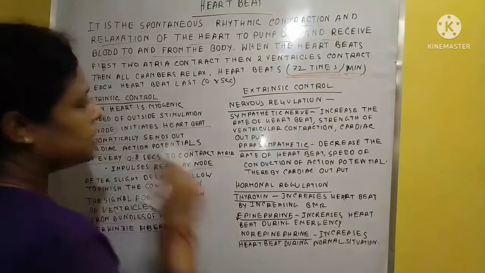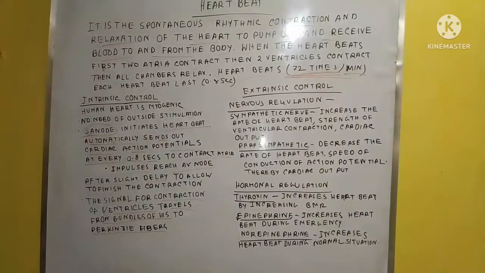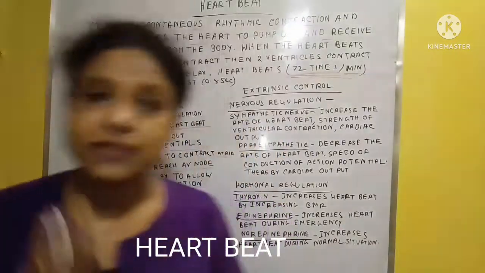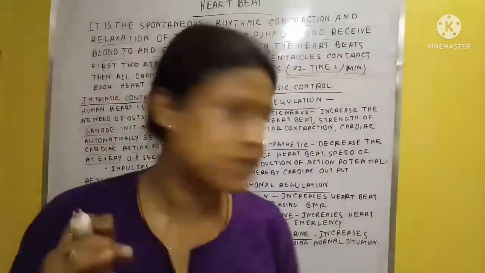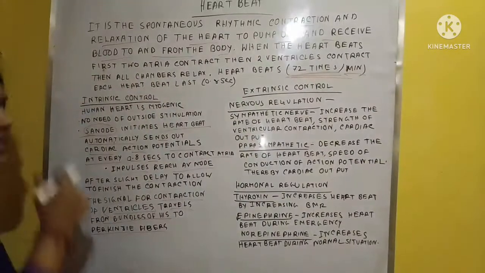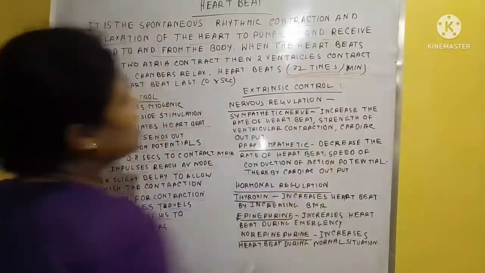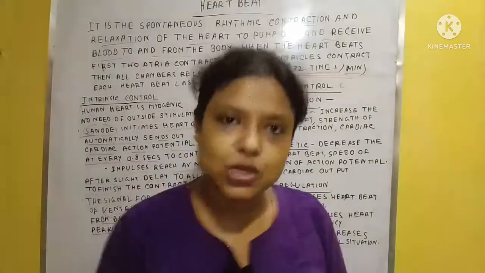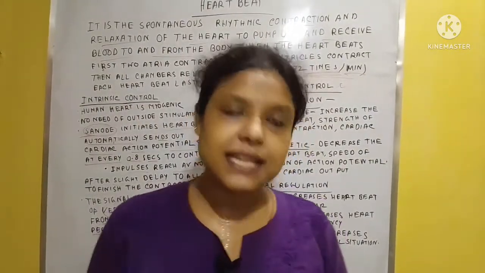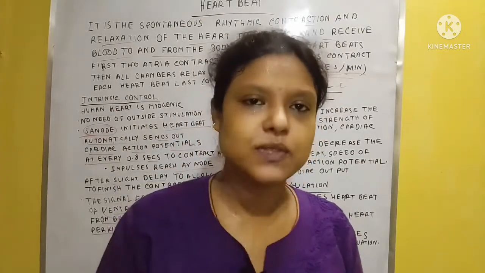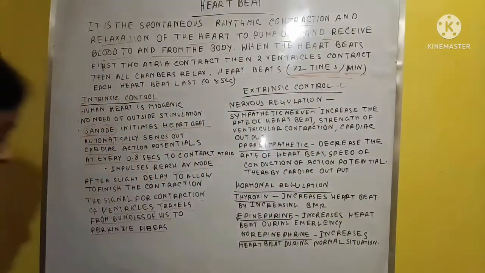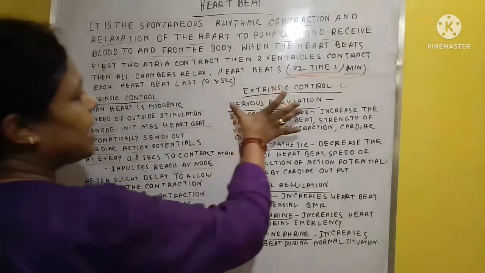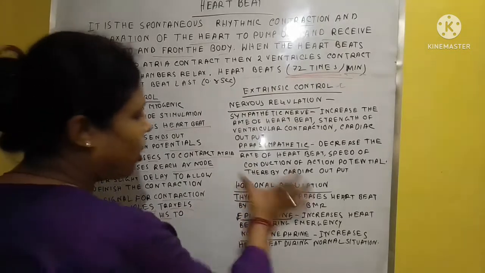Next, these are the intrinsic controls. Here the two auricles first contract, and after that the two ventricles contract. Clear? Next we learn the extrinsic control. We just discussed that the extrinsic or outside signal is not necessary and not responsible for the contraction of the heart. But the heartbeat is increased due to some nervous regulation or hormonal regulation.